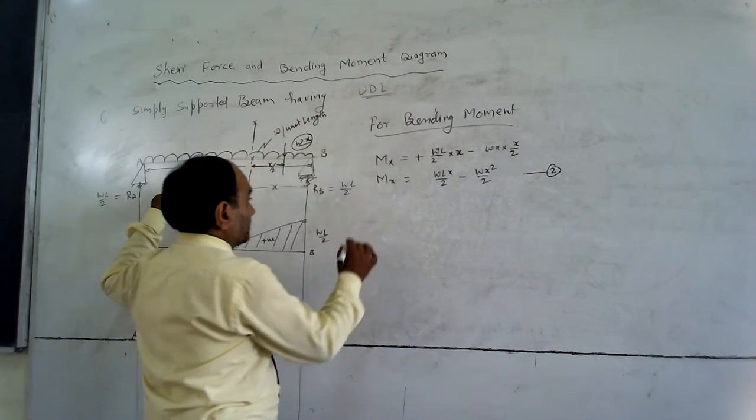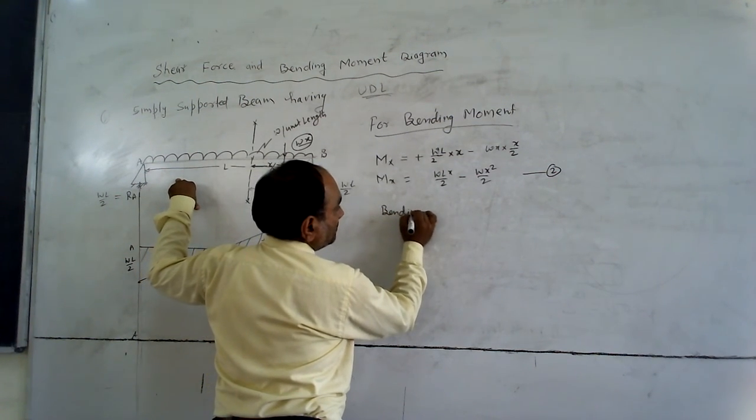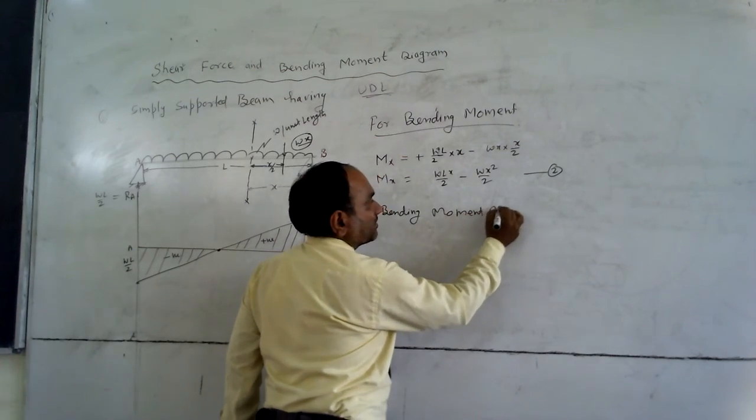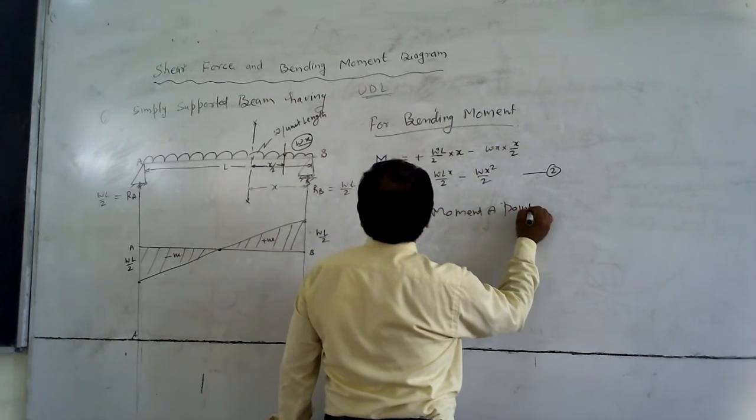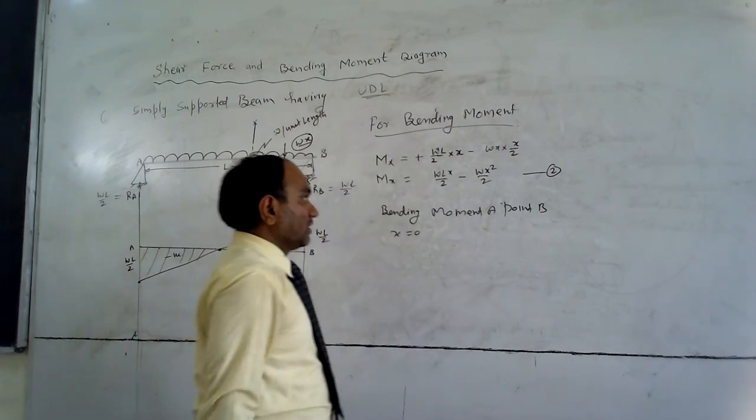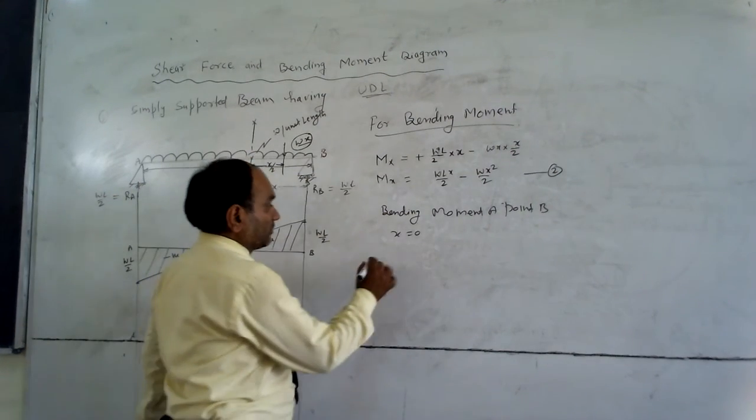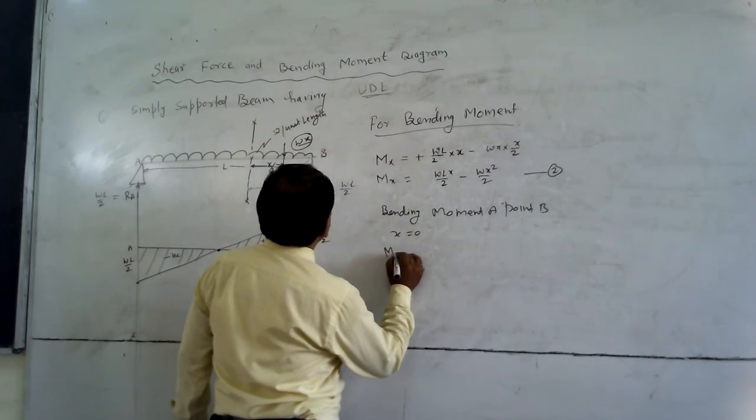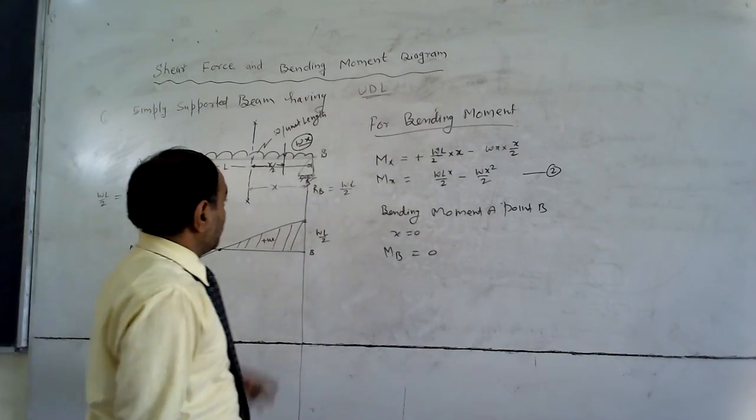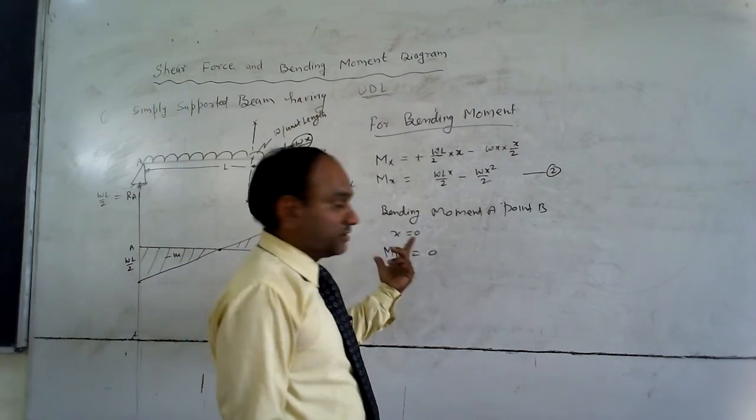First, I have to take the bending moment at point B, that is x equal to 0. When we put x equal to 0 in this equation, the bending moment will be 0, MB equal to 0. At the support, the value of bending moment is 0.